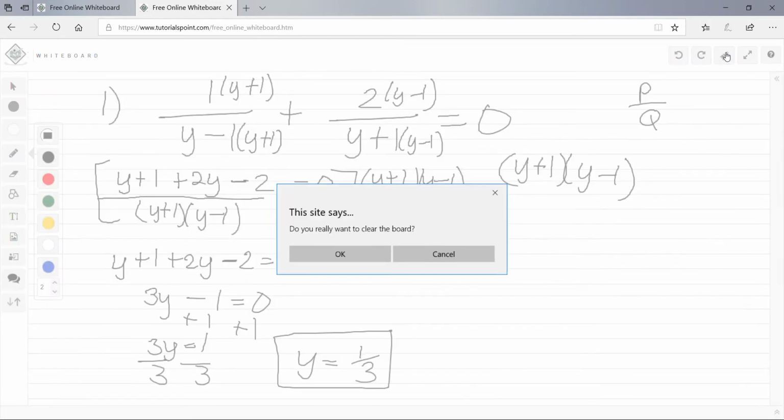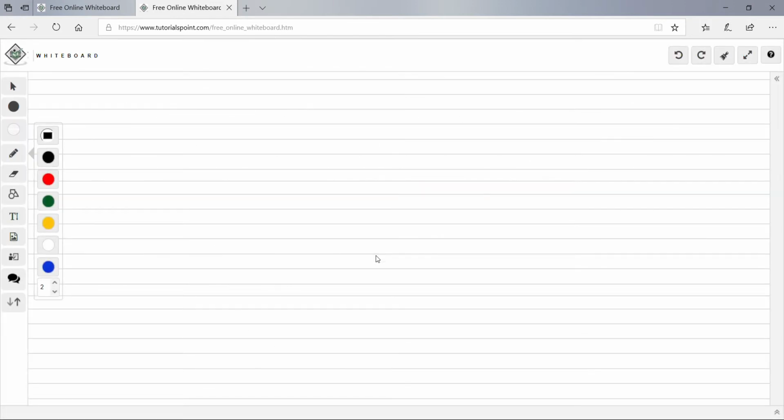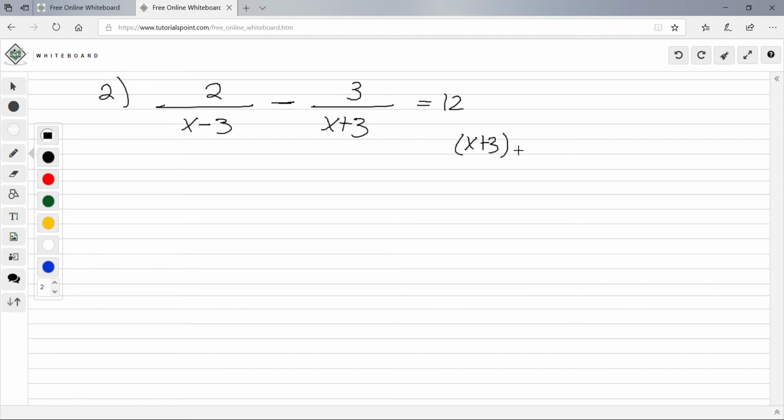Let's do another one. We have 2 divided by x minus 3 minus 3 over x plus 3 equals 12. So the first step is to find the common denominator. So our common denominator is x plus 3 and then x minus 3.